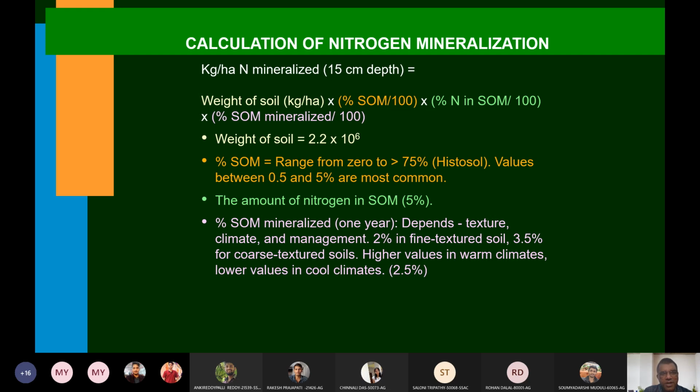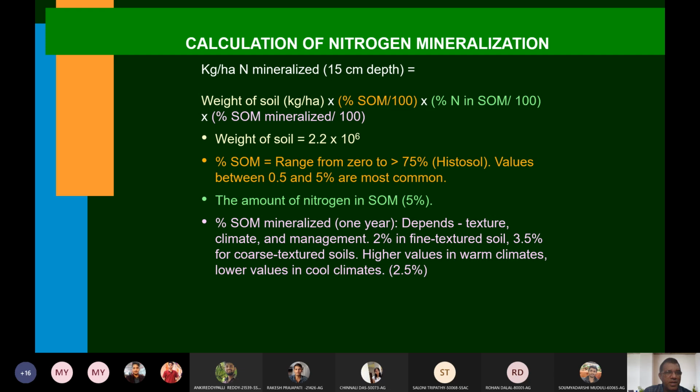So up to the third term, you will get the organic nitrogen also. What quantity of nitrogen is there? If you use the first three terms, you will calculate the kg nitrogen per hectare, organic nitrogen in kg per hectare. And then if you multiply the fourth term, percentage SOM mineralized by 100, you will get the quantity of nitrogen that will be made available in 1 year in the soil, in the mineral form. So this formula is very, very important. And depending upon the requirement, you can use this formula.